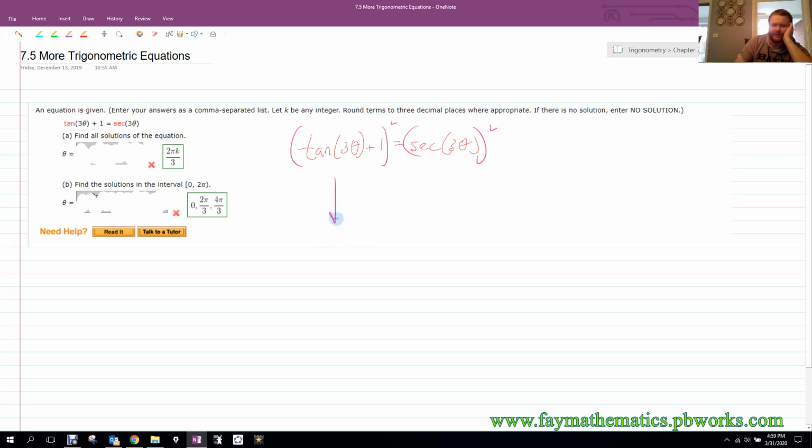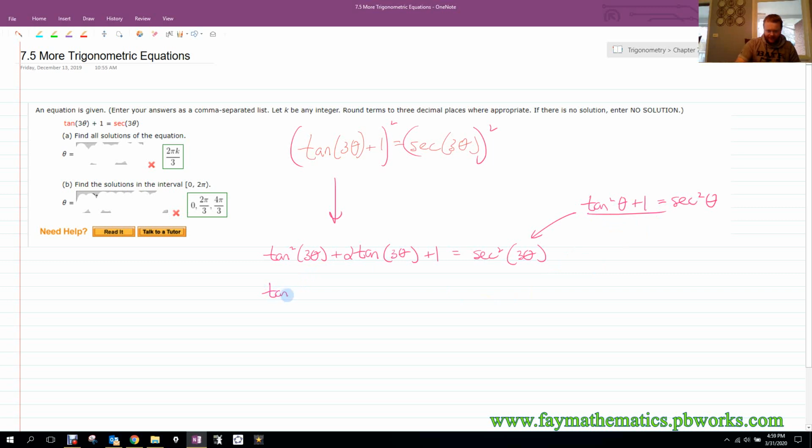So when I do that, squaring the left-hand side is going to give me tangent squared 3 theta plus 2 tangent of 3 theta plus 1. And the right-hand side is going to be secant squared of 3 theta. And here's where we're going to make the substitution: if you remember, tangent squared theta plus 1 is equal to secant squared theta. So I'm going to plug that in instead.